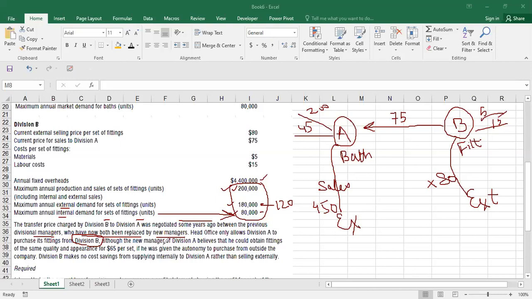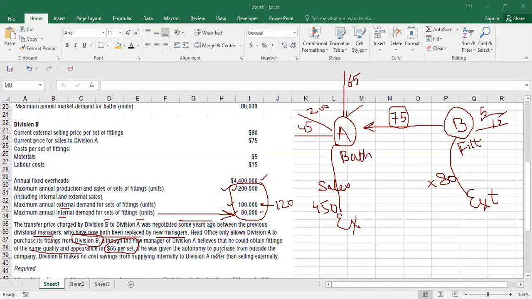Although the new manager of Division A believes that he can obtain fittings of the same quality and appearance for $65 per set. So the Division A manager is not happy, because he is buying it for 75 and he believes that he can buy from outside at 65. So he thinks that he is paying $10 more. So he is not happy.